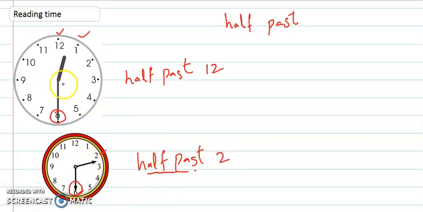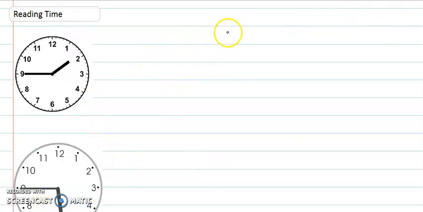So this is how we will read the time when our minute hand is at 6. Half past is used when the minute hand is at 6. Then we will use the word half past. Here in this diagram you can see 2 examples for that. Then I have the third vocabulary word, quarter to.